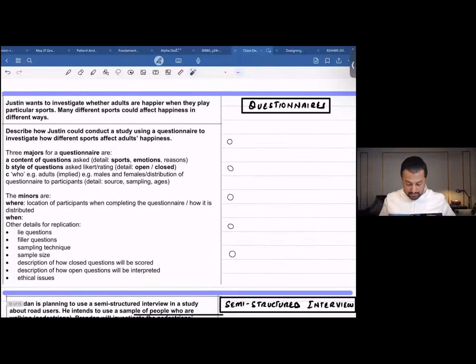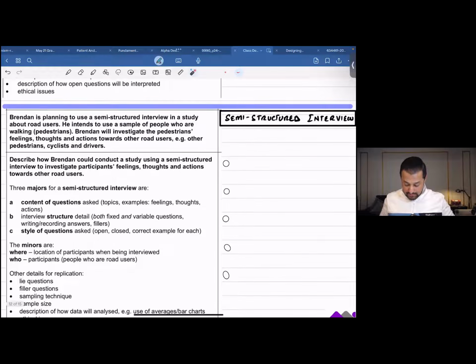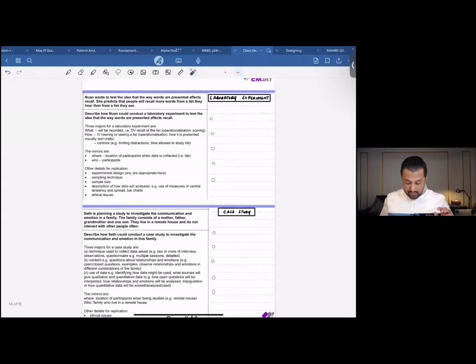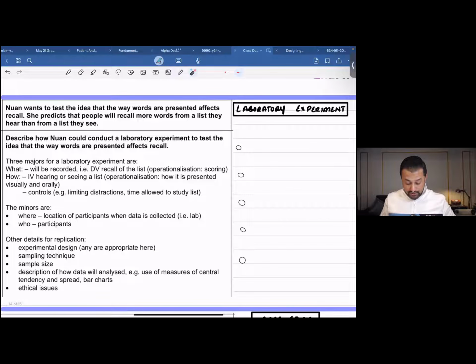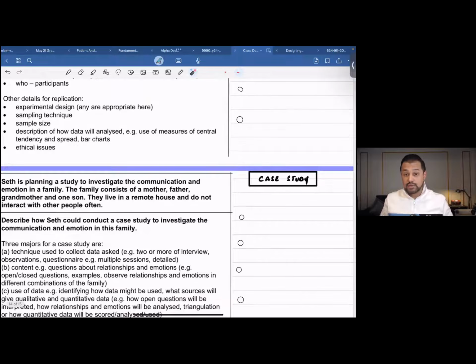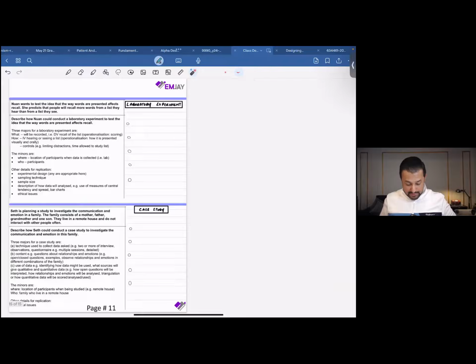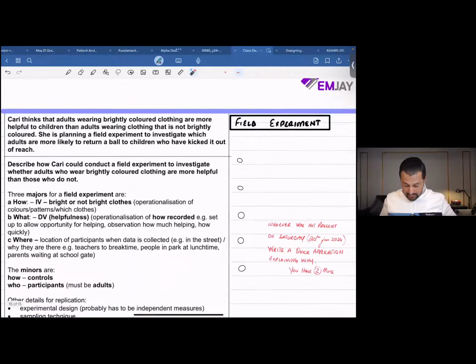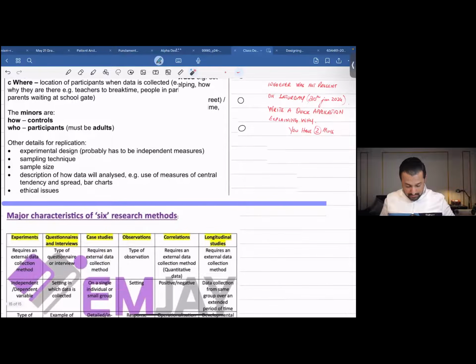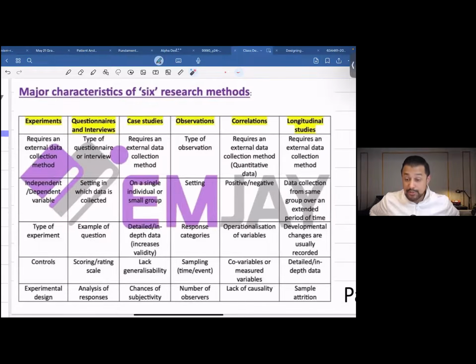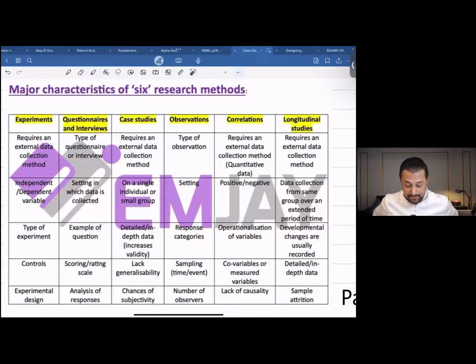So a structured interview, questionnaires, laboratory experiment, just in case anyone wants to take a screenshot right away or pause it right away and give it a read. Then we have it for case studies, followed by field experiments. So yeah, the major characteristics of research methods. I had mentioned that there's a 4-mark question that follows this 10-mark question as well. Hopefully, I'd be able to spare some time to do that as well.